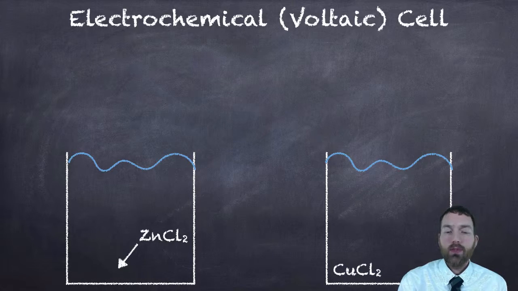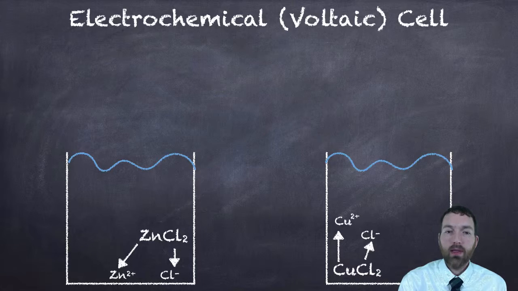So these are aqueous solutions of salts. Of course, these ions will dissociate in water. The zinc chloride is going to dissociate into zinc ions and chloride ions, and the copper 2 chloride is going to dissociate into copper 2 ions and chloride ions. So really we just have water with these ions floating around in these separate half cells.